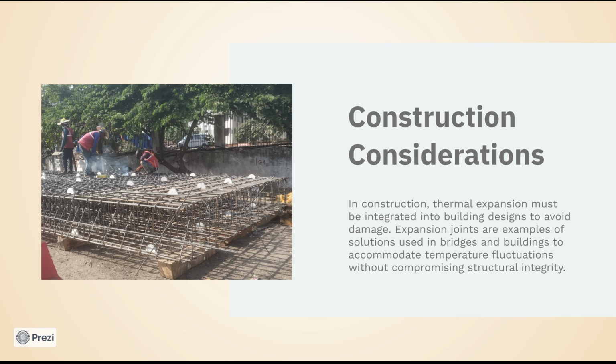In construction, thermal expansion must be integrated into building design to avoid damage. Expansion joints are examples of solutions used in bridges and buildings to accommodate temperature fluctuations without compromising structural integrity. Imagine a bridge. The bridge has expansion gaps. Those are engineering designs to mitigate thermal expansion.